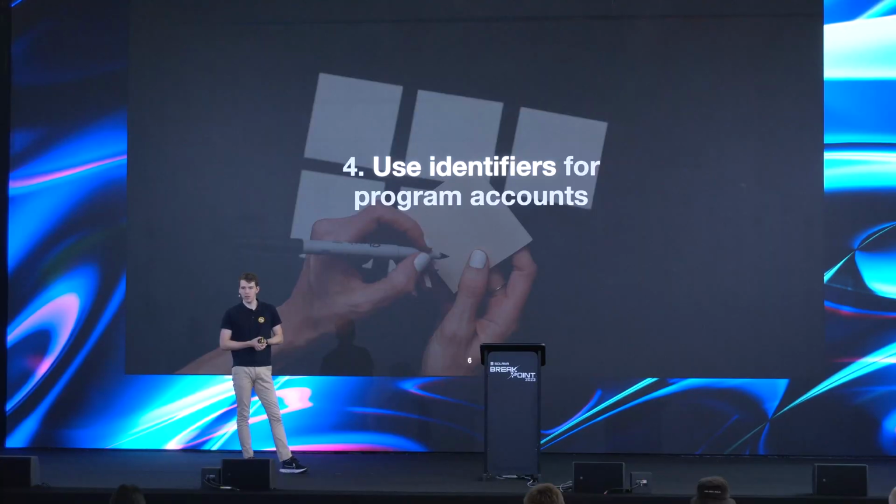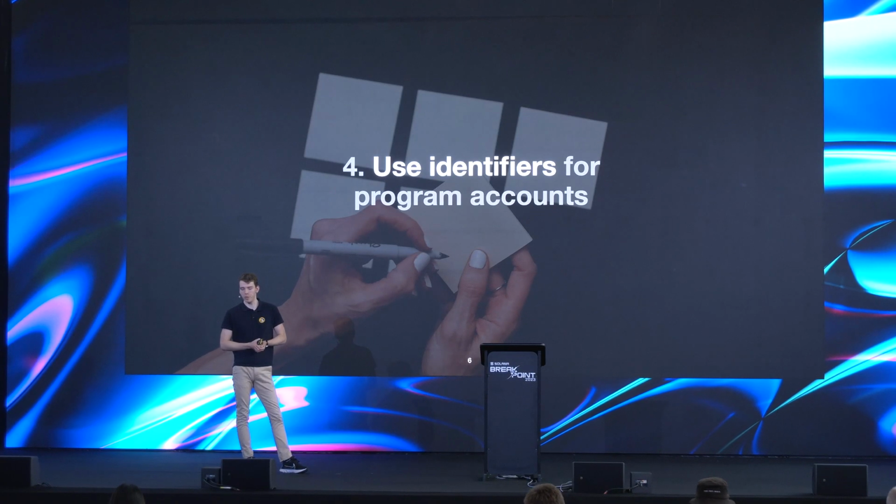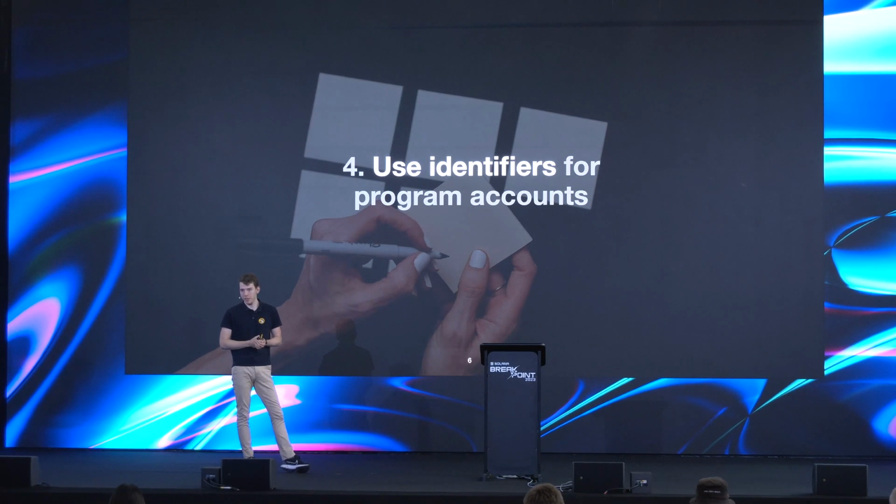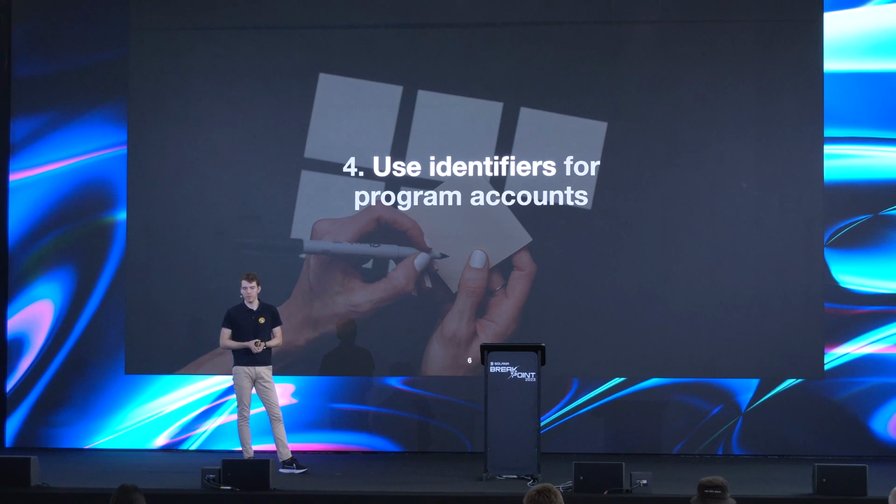Because if you have 2 or 3 different data accounts that your program uses, they would all pass the ownership check because they're all written by your program. But if you do not have identifiers for these program accounts, an adversary or an attacker might still be able to input another one of the accounts or account types that you have. So if we look at the SPL token program, it has two program account types. You have the token mint and you have the token account.